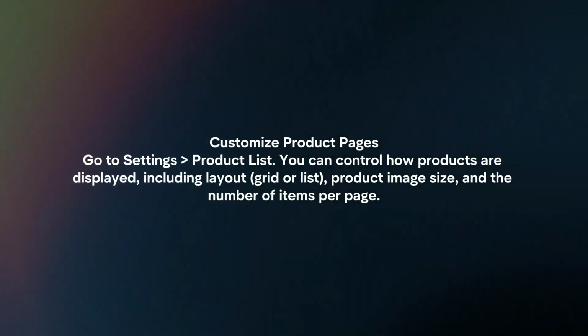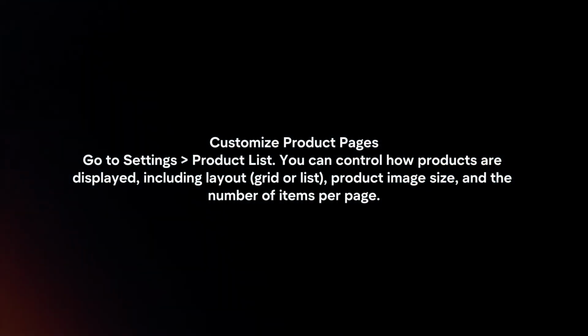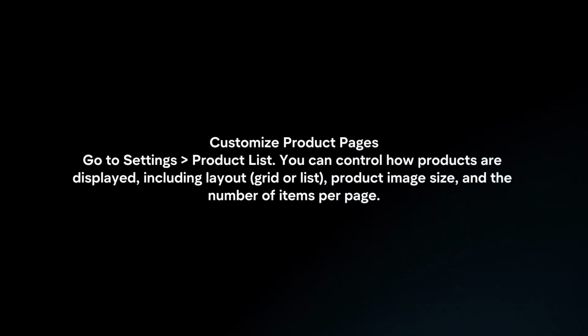Customize product pages. Go to Settings, Product List. You can control how products are displayed, including layout, product image size, and the number of items per page.